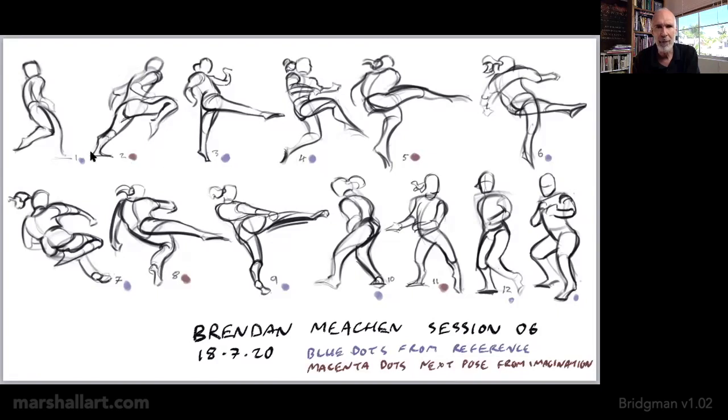Blue dots from reference. Red magenta dots, next pose from imagination. Good show, Brendan. And gestural, not overthought. Not trying to make a perfectly drawn figure, but trying to get the pose. You look at any of these magenta dots. Look at this one. This is from imagination. This is from imagination.